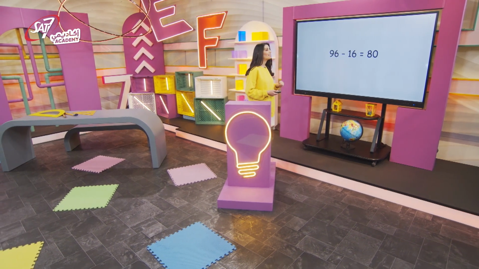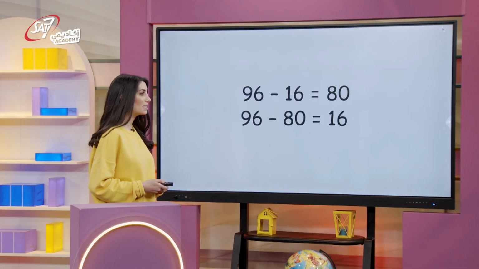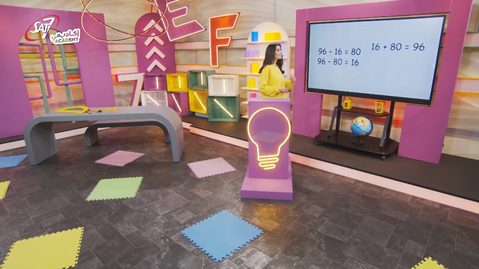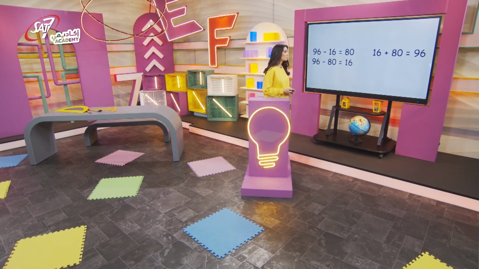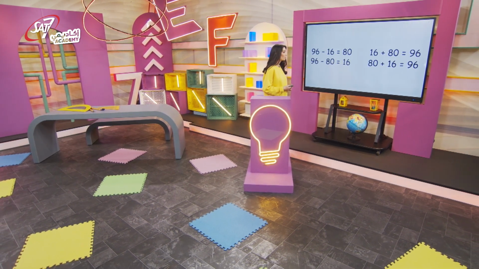How can we write it in a different way using subtraction? By flipping the 80 and 16. 96 minus 80 equals 16. Now let us write addition sentences. Both sentences end with 96, which is the total or the sum.